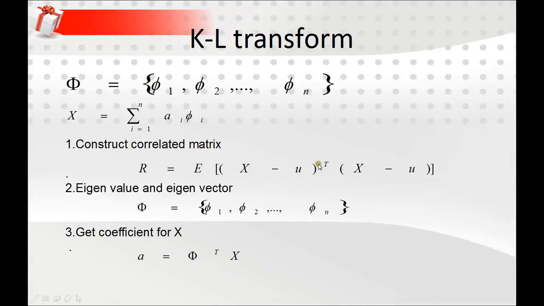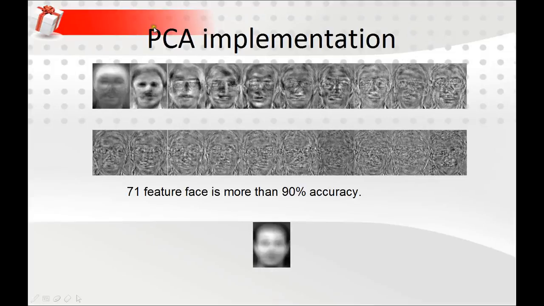Next, you see, based on this equation, we get the eigenvectors. These eigenvectors represent the pictures, and you can see that with the increase of the number, the pictures become trivial.